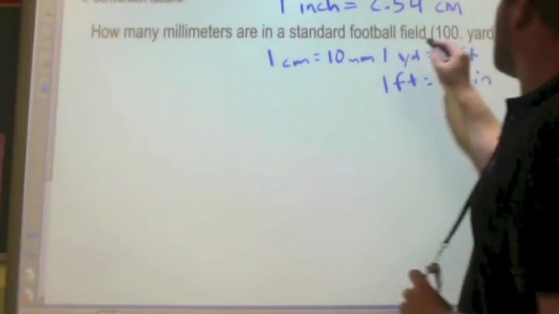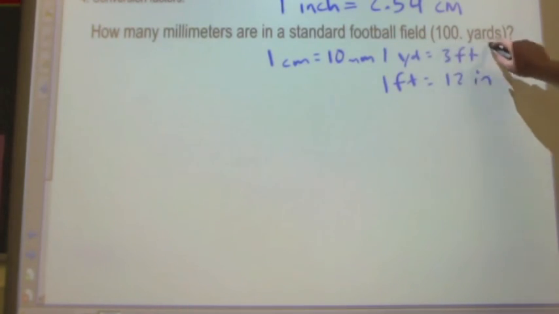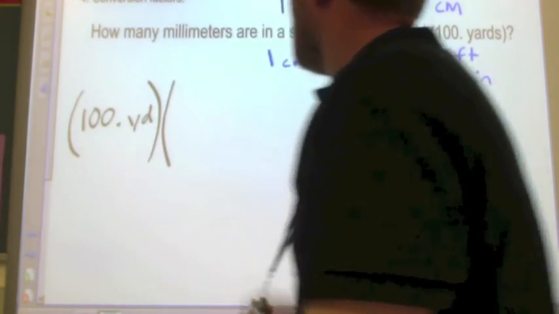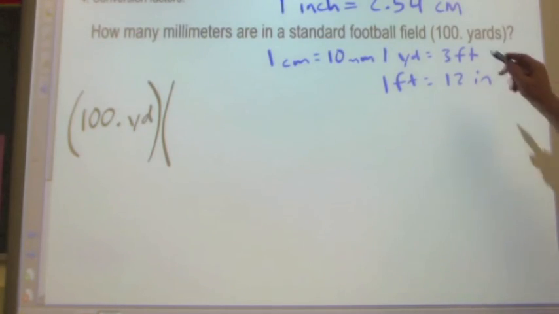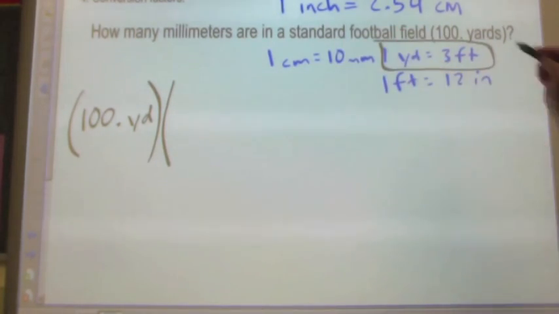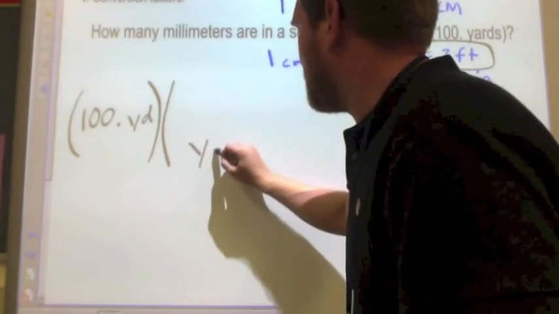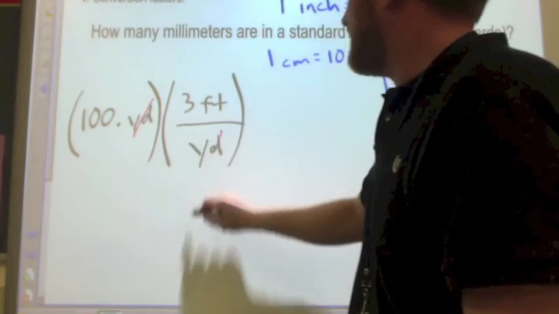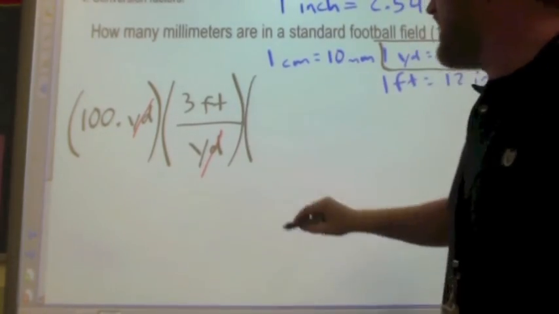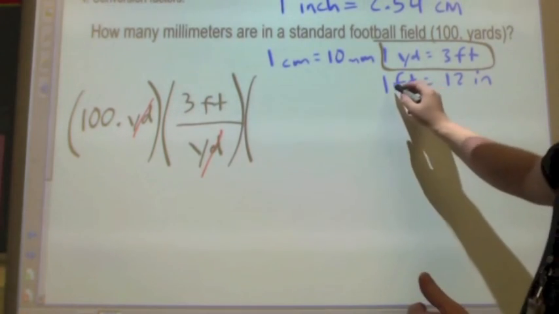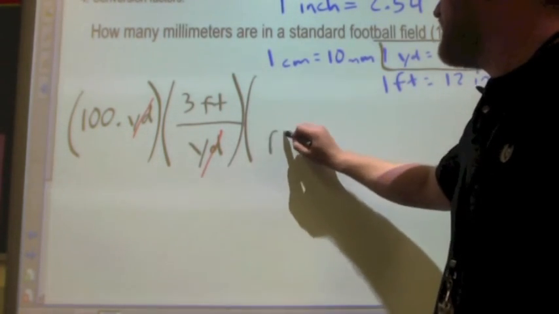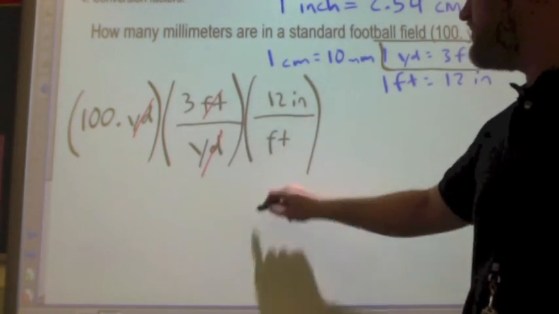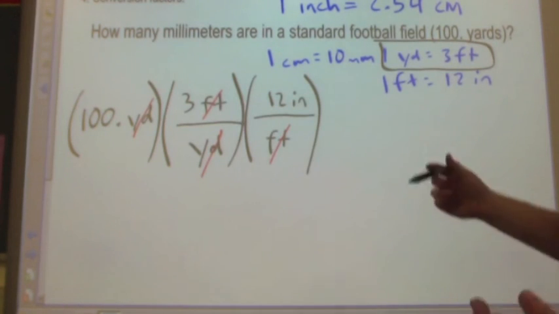Let's write out our problem. So start with what our starting point is, 100 yards. First conversion factor, we're going from yards to feet. 1 yard equals 3 feet. I want my yard to cancel, so I'll put my yard down here, and I'll put my 3 feet on top. Pause, do my units cancel? Yes, they do. 3 feet and 1 yard, we're good. Moving on. We now have feet, let's go feet to inches. 1 foot equals 12 inches. So I need my foot down here, and I need my 12 inches up here. Pause, is this going to cancel? Yes, it will. 12 inches and a foot makes sense.